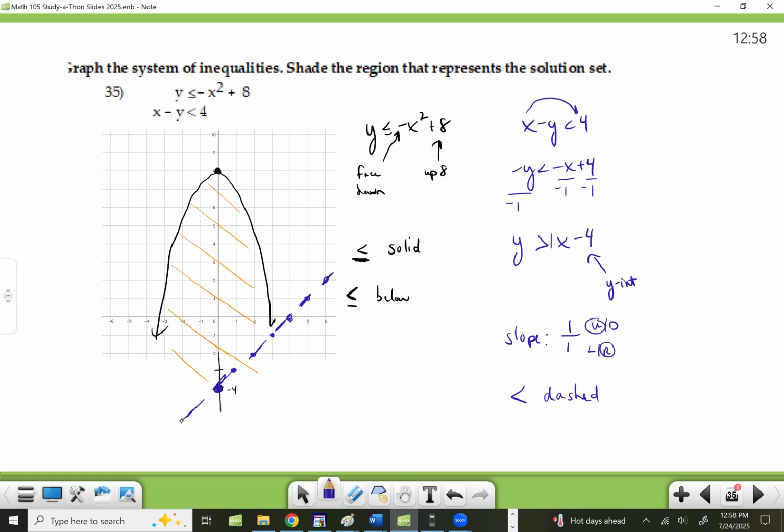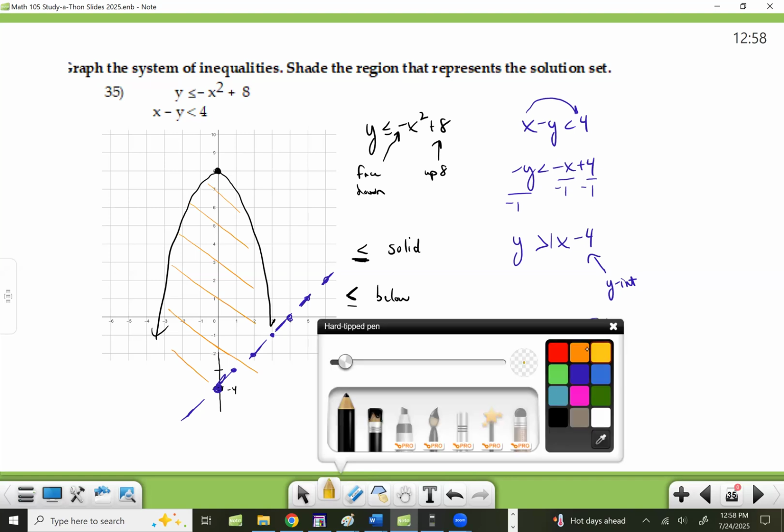And since it's a less than, we're going to be shading below it, right? No, I'm sorry, it's a greater than. Whoa, I looked at the wrong spot, you guys. Hold up. I forgot we flipped it, right? So it's actually a greater than. So greater than means shade above it. Above. Okay, so I would shade this way.